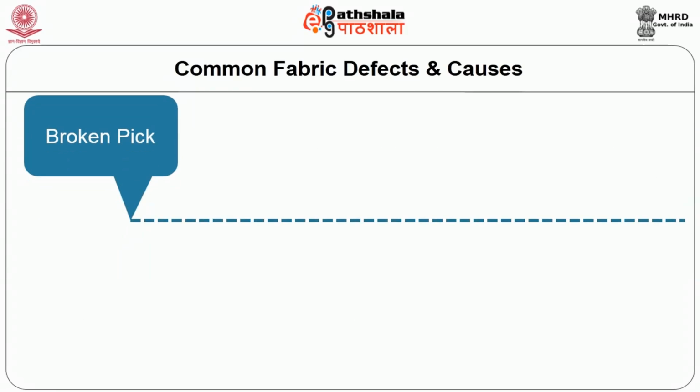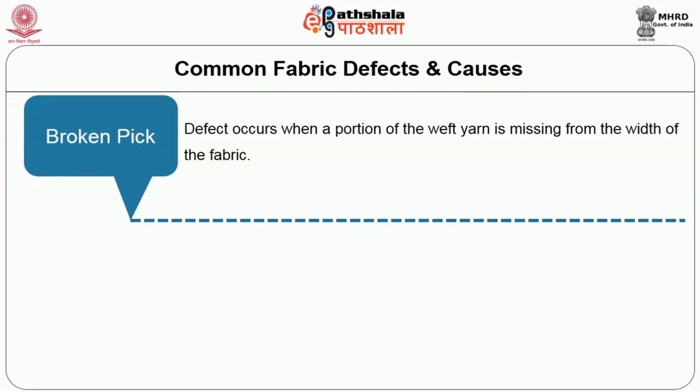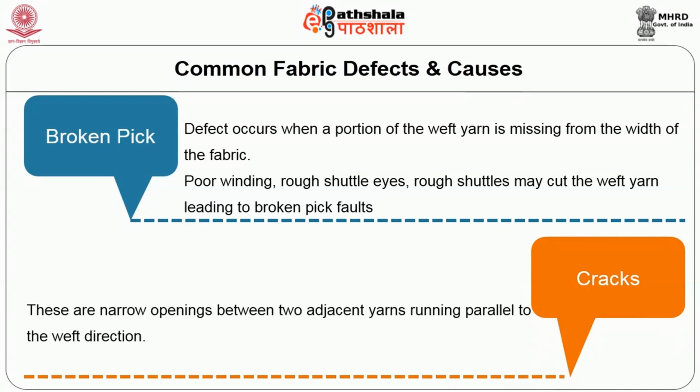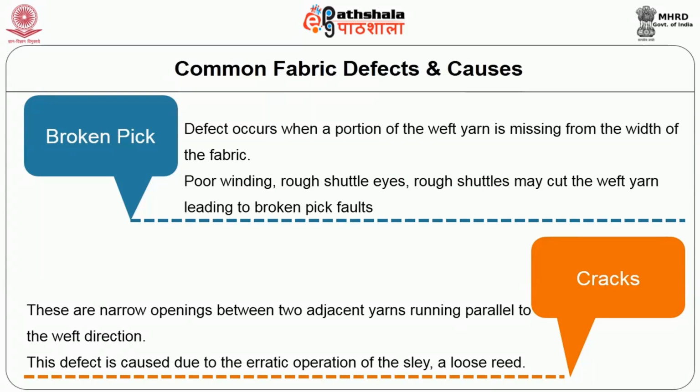Next, the broken pick. This defect occurs when a portion of the weft yarn is missing from the width of the fabric. Poor winding and rough shuttle may cut the weft yarn, leading to pick faults. Cracks. Cracks are narrow openings between two adjacent yarns running parallel to the weft direction. This defect is caused due to the erratic operation of the sley or a loose reed, etc.